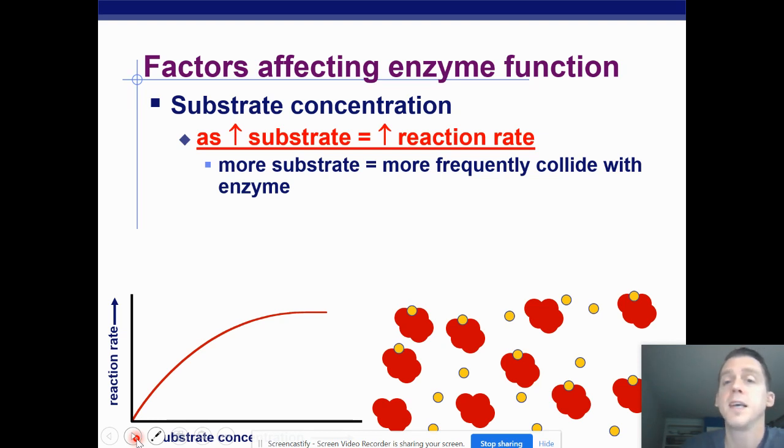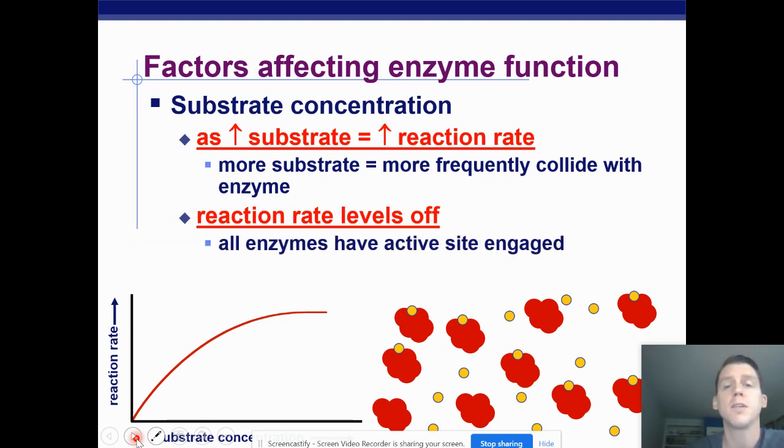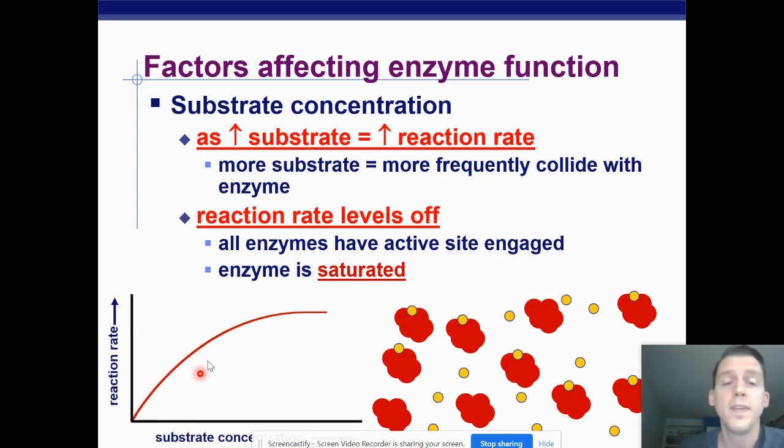More substrate means that the substrate is more frequently going to collide with the enzyme. But the reaction rate eventually levels off because at some point, like we see in the picture right around here on the graph, all of the enzyme is pretty much full. There's very few enzymes not taken. So we end up with a lot of substrate that just doesn't have any enzyme to bind to. At that point, the enzyme is saturated. And when the enzyme is saturated, we see that plateau starting. So we've reached the maximum rate of reaction.